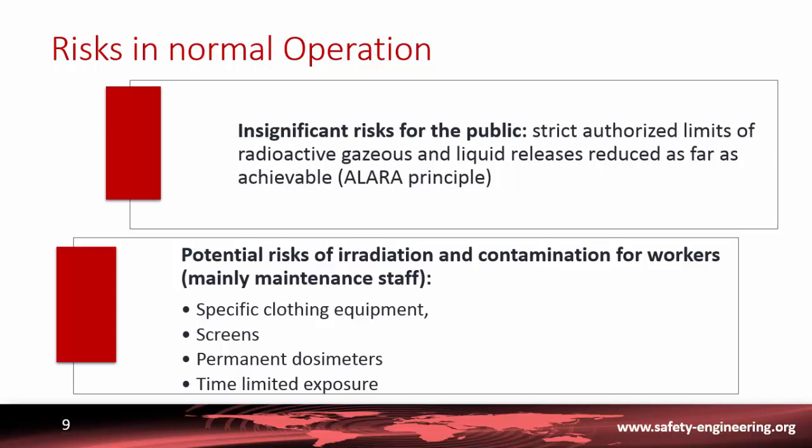For the workers, and specifically for the maintenance staff, there is some risk of irradiation and contamination, because of course they are closer to the source of radiation. So the measures which are taken to reduce this risk are wearing specific clothing and equipment, including some scaphandres. We also use lead screens around the piping when there is some contamination inside the pipe. And the dose incurred is also permanently measured through dosimeters.